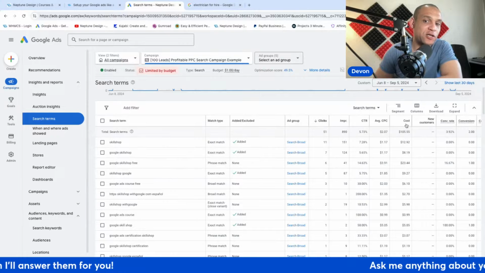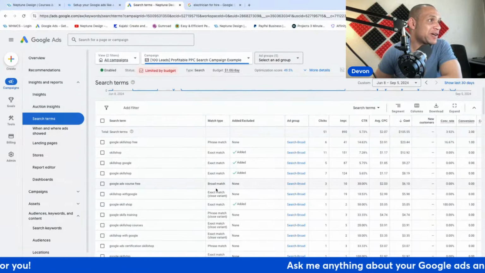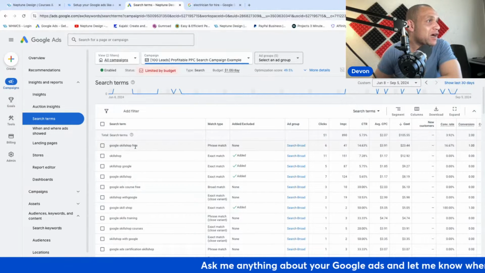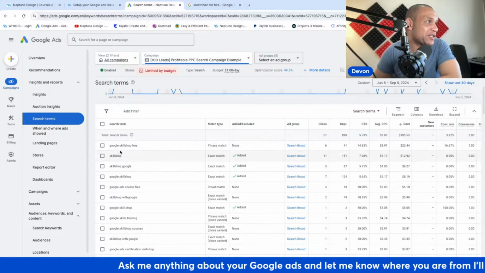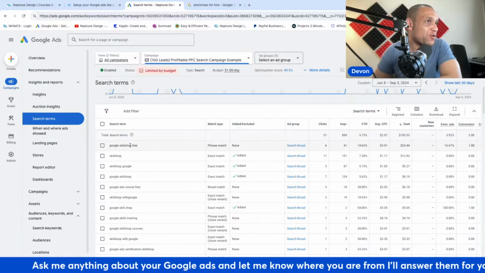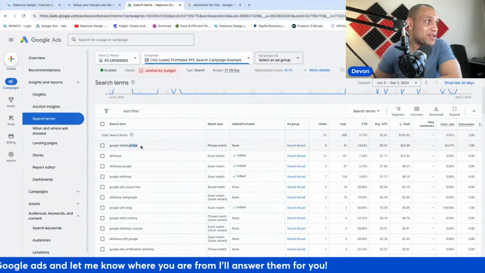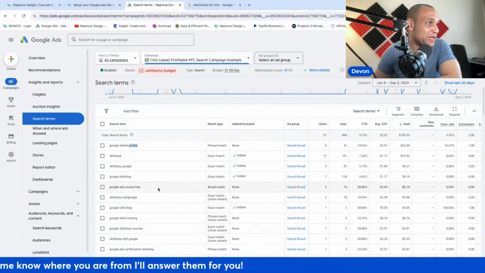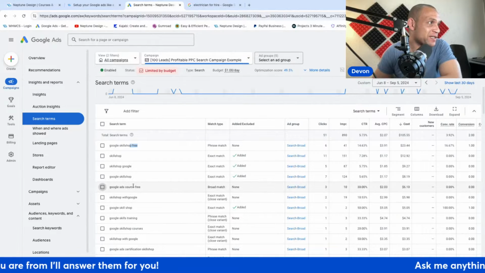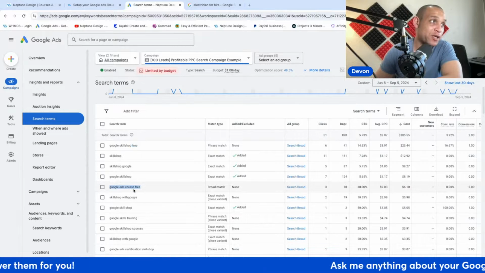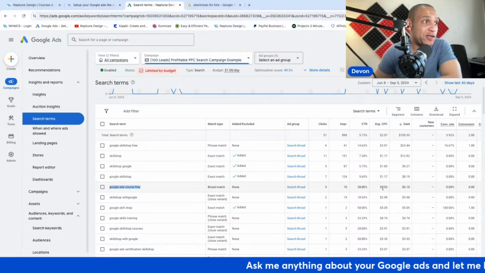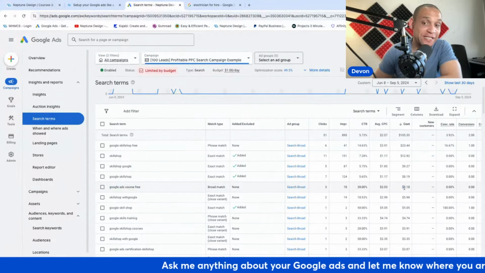Can you guys see that cost column over here? I'm going to go straight here and see which clicks are costing me the most money. And as you can see, people are searching for the word free, which is a bad thing. Whenever somebody searches for something with free, be very careful. For example, somebody searched for Google Ads course free. I don't have a free Google Ads course, but it cost me $6.10.